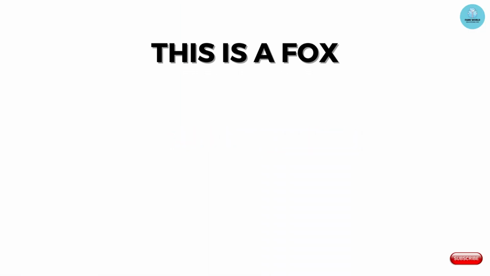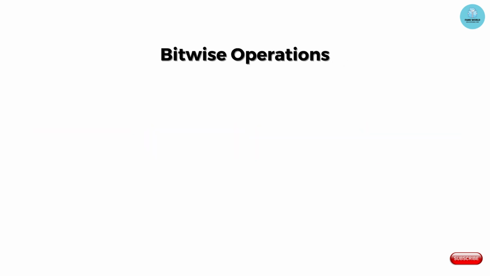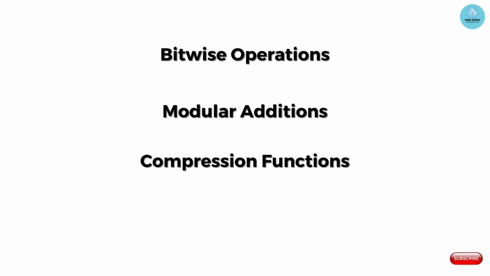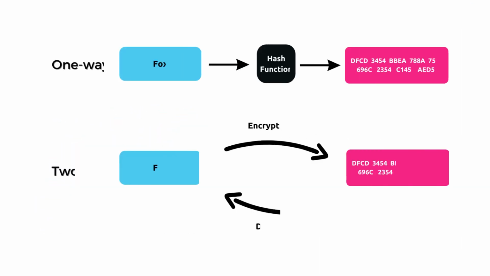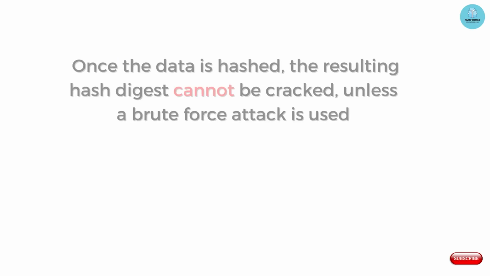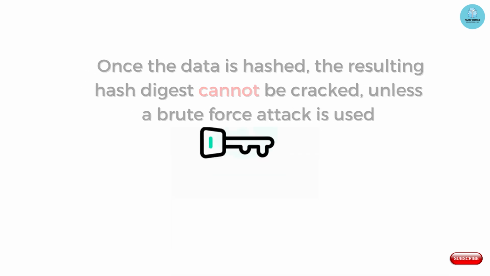A hashing algorithm shortens the input data into a smaller form that cannot be understood by using bitwise operations, modular addition, and comparison functions. You may be wondering, can hashing be cracked or decrypted? Hashing is similar to encryption. The only difference between hashing and encryption is that hashing is one way, meaning once the data is hashed, the resulting hash digest cannot be cracked unless a brute force attack is used.